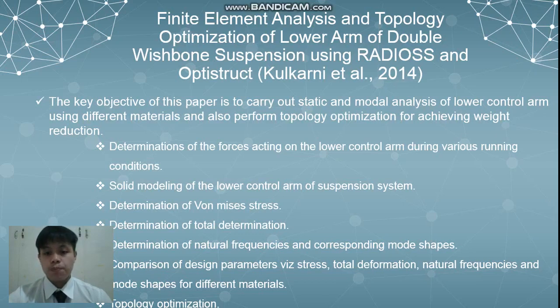The processes that were performed in this study in order to achieve the objective are to determine the forces that act on the lower control arm during various running conditions, to create a CAD model for the lower control arm, to determine the von Mises stress and total deformation, to determine the natural frequencies and corresponding mode shapes, to compare the design parameters, total deformation, natural frequencies, and mode shapes for different materials, and lastly, to perform topology optimization.